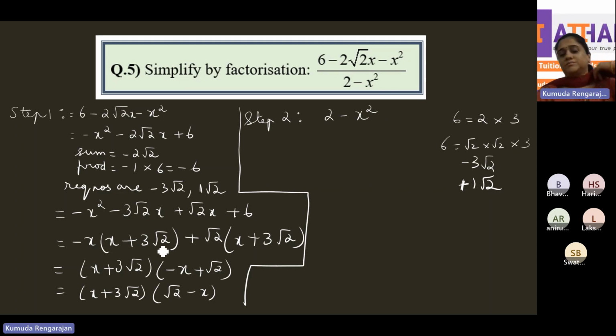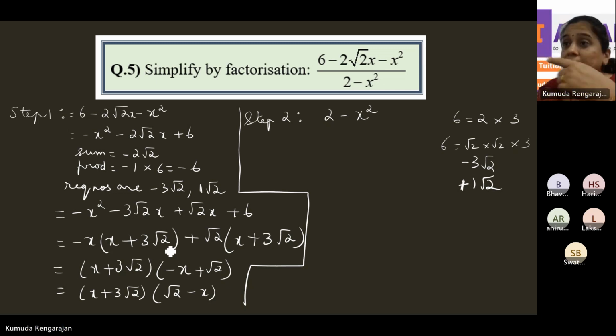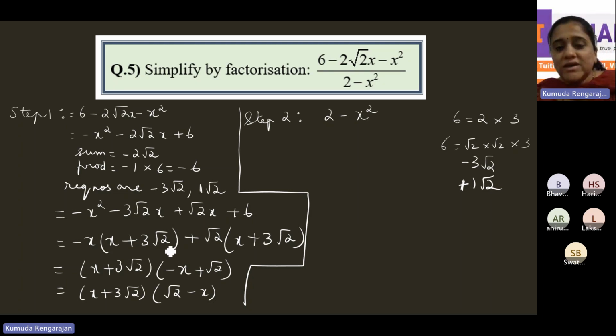How do we factorize this? How many terms are there? 2 terms. Then there's only one identity which can be used to factorize an expression which has 2 terms. Only one identity: a square minus b square.